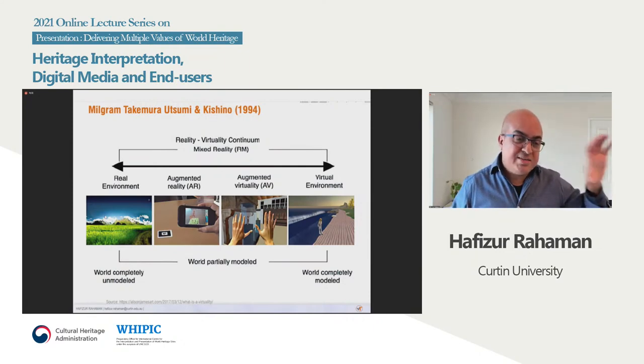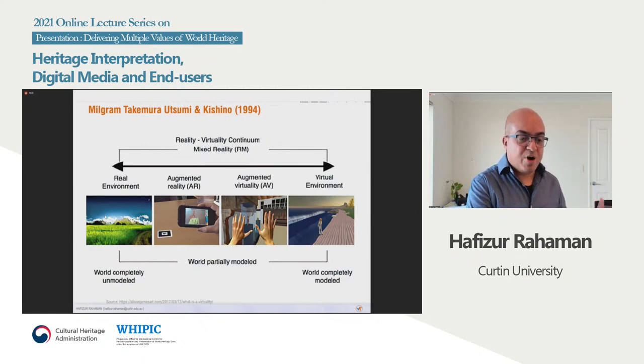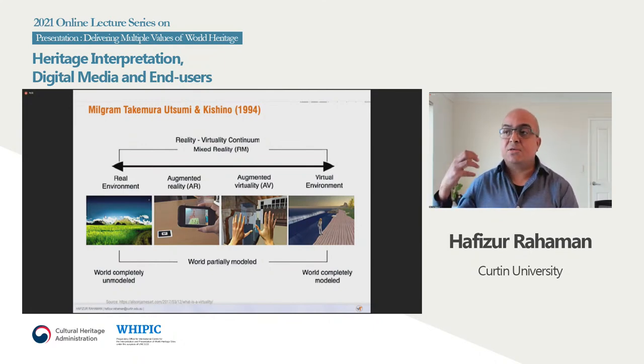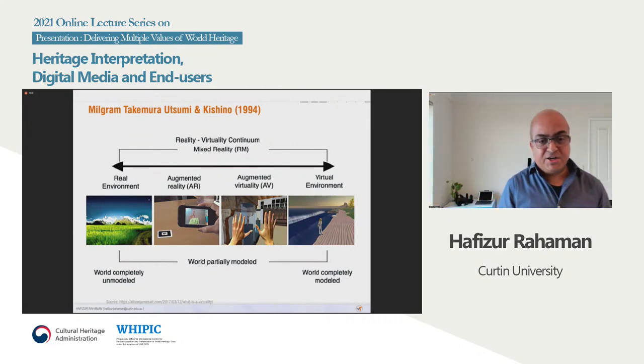What we see in our real world, the real environment, is completely unmodeled. The virtual environment, on the other side, is designed or developed completely through the computer. It is a completely modeled world. For example, games like Assassin's Creed or Tomb Raider: we navigate through them with full degrees of freedom. It's a virtual world. In between, anything is mixed reality.